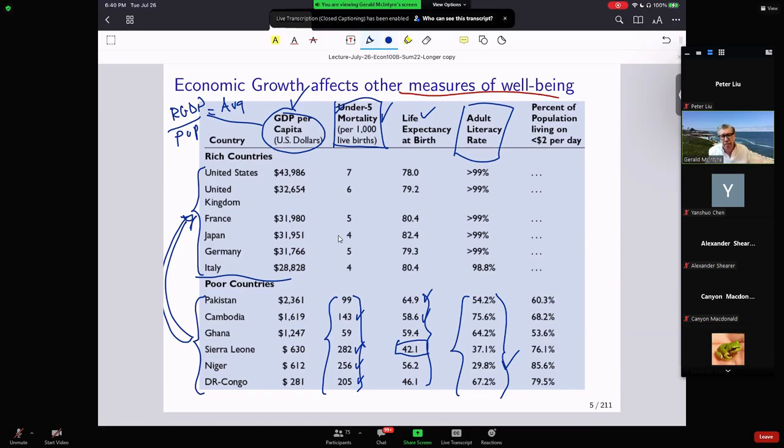Lastly, poverty. The World Bank in Washington, D.C., sets a standard for utter grinding poverty. It says in any country in the world, if a person lives on less than $2 a day, they are utterly, absolutely, grindingly poor. In the rich countries in the world, nobody is that poor.